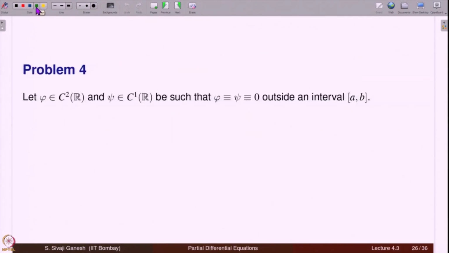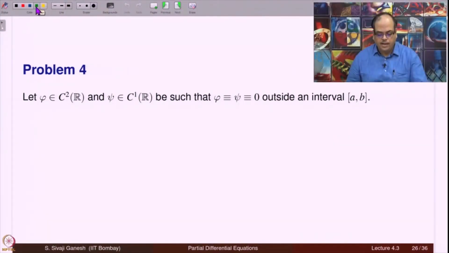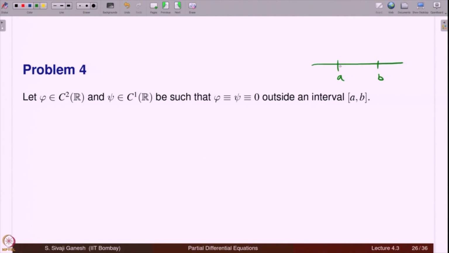Okay, let us move to problem 4 now. Let phi and psi be C2 and C1 respectively defined on the real line such that phi and psi both are identically equal to 0 outside an interval a b. That is, we have an interval a b. Inside the interval a b they may be 0 at some points, may not be 0 at some points, but definitely outside that phi is 0 and psi is 0. Similarly here phi is 0, psi is 0.